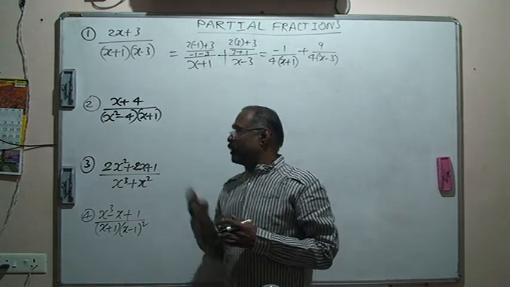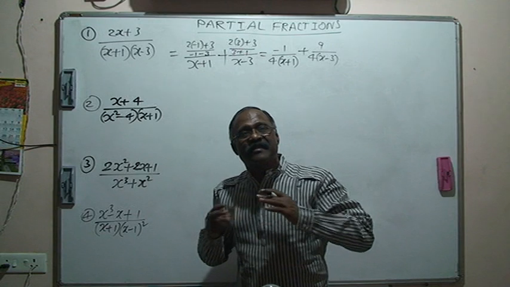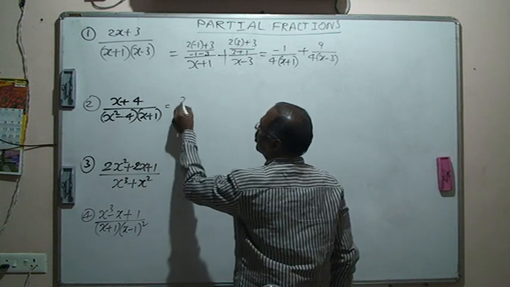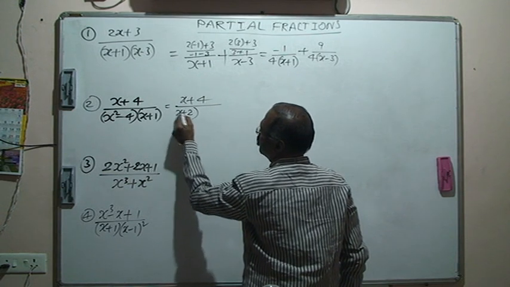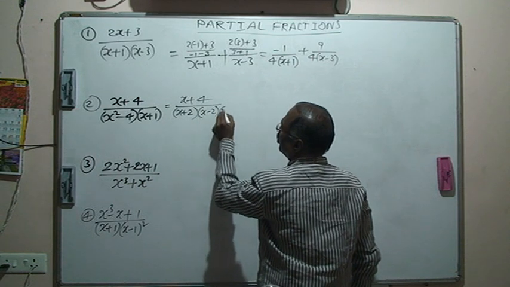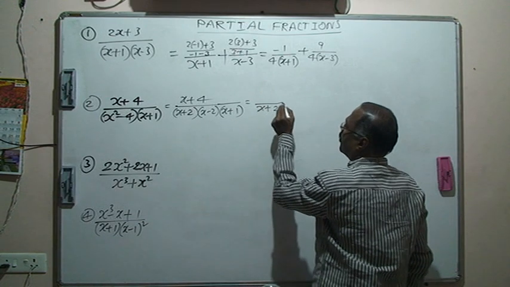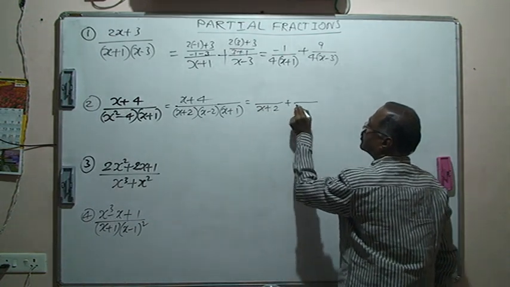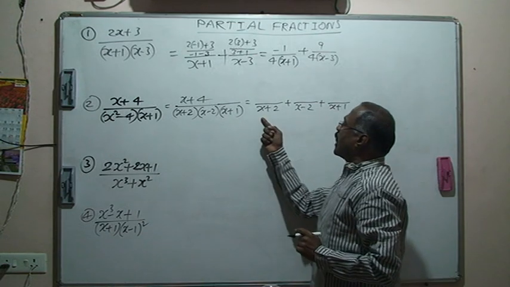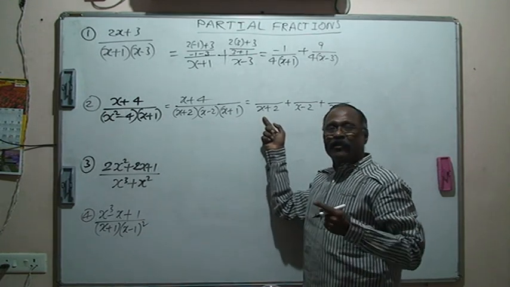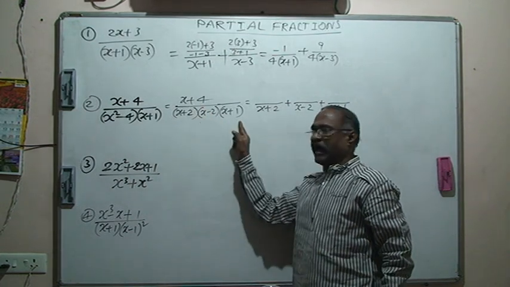Now, if it is other than that, in this way, if the denominator contains x squared minus 4 and it is factorizable, then it becomes x plus 4 divided by x plus 2 into x minus 2 into x plus 1. Write the three corresponding fractions: x plus 2, x minus 2, x plus 1. Now put x plus 2 equal to 0, or x is equal to minus 2, everywhere but not there.